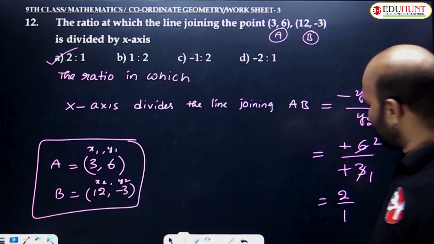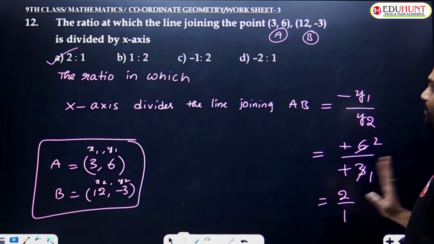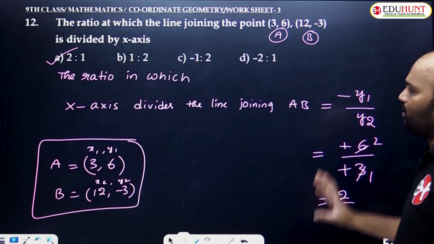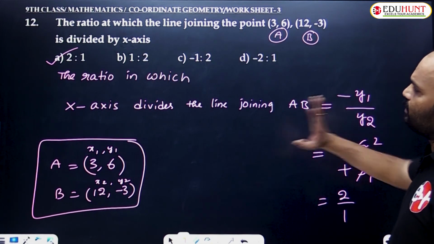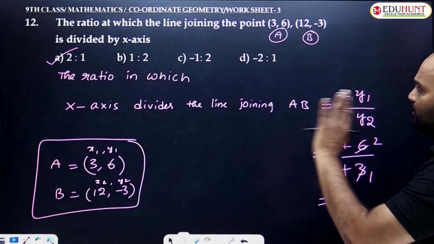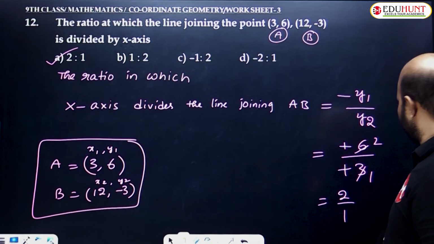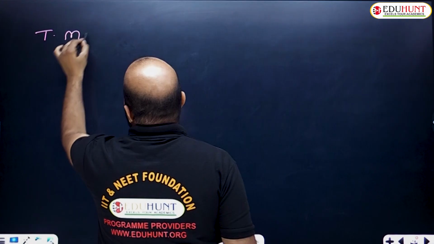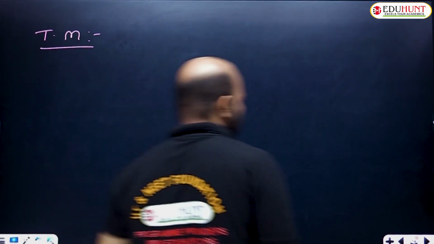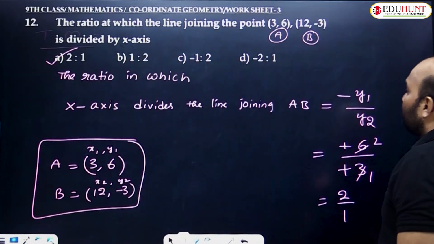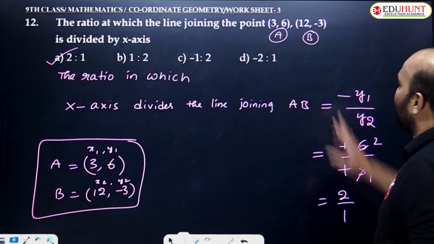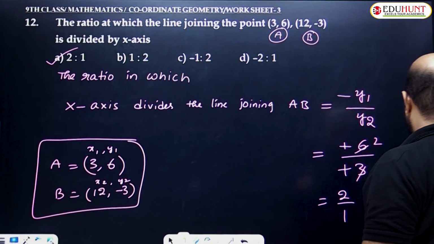So what is the real concept? What is the traditional method? By using the traditional method, how are we going to approach the answer in that question? Let me explain the traditional method. The traditional method is different. So clearly we need to understand. The line joining points A and B is (3, 6) and (12, -3).